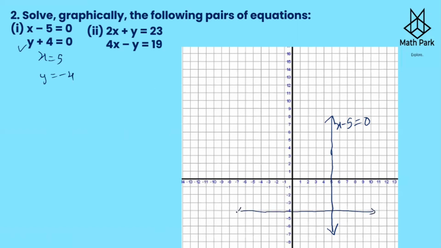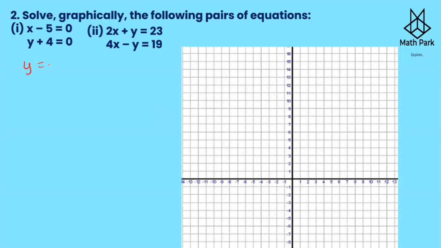And remember, when we solve the simultaneous equation graphically, the point where these two lines meet is the solution. So this is 5 comma minus 4. So we have a solution set: x and y is equal to 5 comma minus 4. So the value of x is 5 and the value of y is minus 4. Got it?